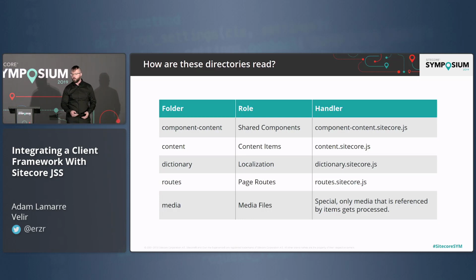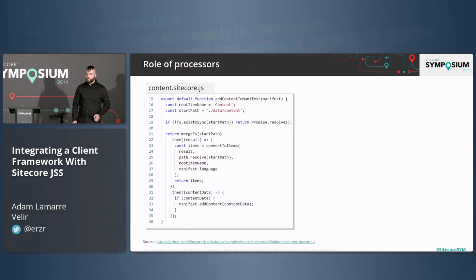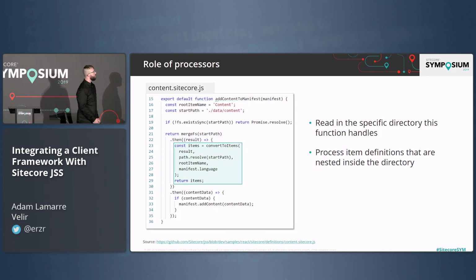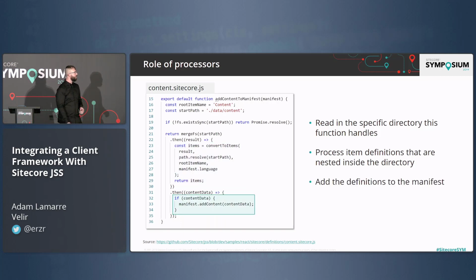Each one of these is responsible for reading its own directory, with the exception of media files. This is a special condition in disconnected mode, and only things that are actually referenced by items get picked up there. And then these processors look like this. They first start by defining what directory they read from. After it reads that directory, it converts those files it's found on disk to the disconnected representation of an item. And then it's responsible for adding it to what is called the manifest, which powers the disconnected layout service.